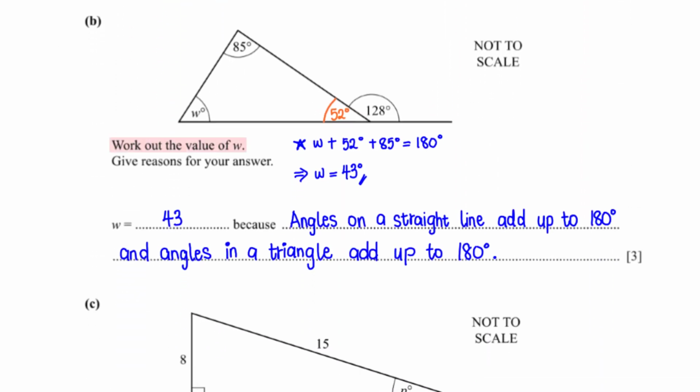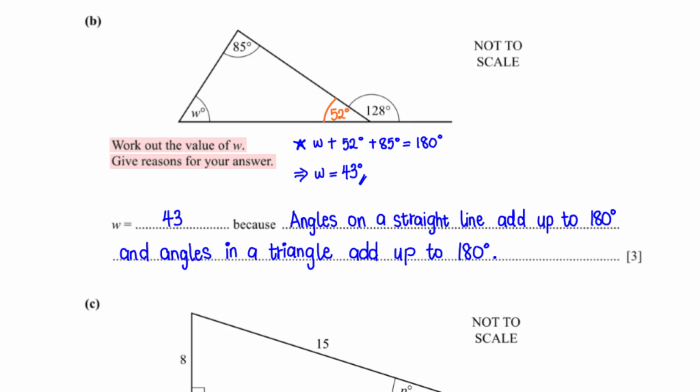Work out the value of w. Give reasons for your answer. Angles on a straight line add up to 180 degrees. And so when we subtract 128 degrees from 180 degrees, we get this angle as 52 degrees.